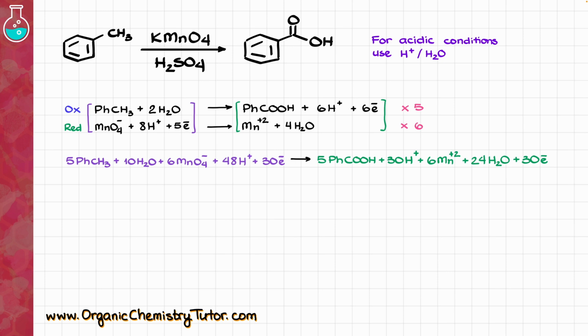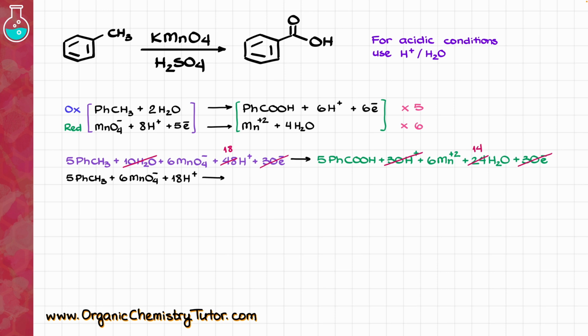Now, canceling the same components on each side, first of all, I'm going to cancel my electrons on the reagent side and on the product side. Then the next thing that I'm seeing is water. On the left side I have 10 waters, so that is going to cancel, and on the right side I have 24 waters, so we are going to end up with only 14 water molecules as a leftover. On top of that, we have protons on both sides, so we have 30 protons on the right side and 48 on the left, so out of those 48, we are only going to end up with 18 protons.